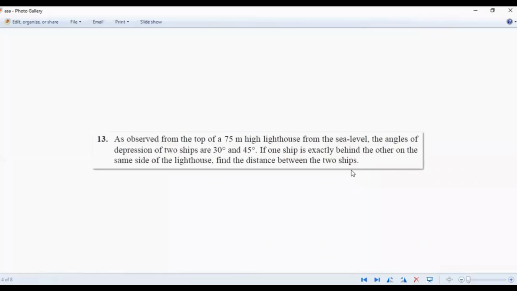You simply think about that question. Standing on the top of a lighthouse, we can calculate the distance between two ships in the sea. First, you draw the picture. One ship is exactly behind the other, so they will come on one line. That is the lighthouse, and the second ship and first ship will come on one line.